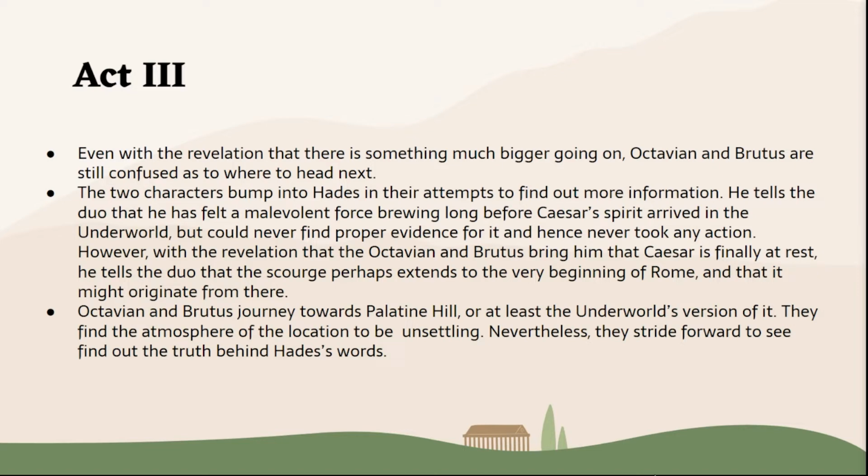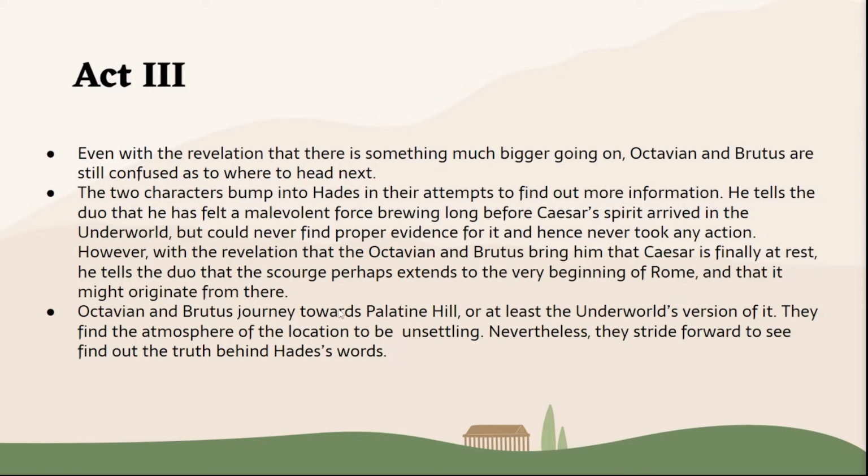Octavian and Brutus can't help but be confused with no leads at all. So the pair eventually bump into Hades as they continue to fight against corrupted legionnaires in their search for more information. They bring forth Caesar's information to Hades, and Hades reveals that perhaps the scourge originates from the very beginning of Rome, and with no other better leads, the pair head for Palatine Hill, or the underworld's version of it, at least in this twisted version of Rome.